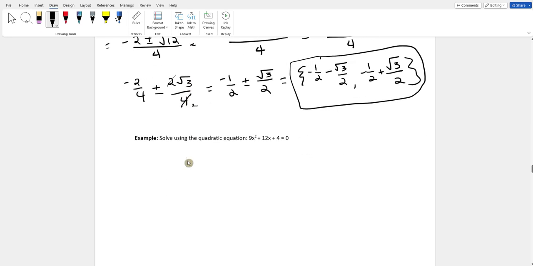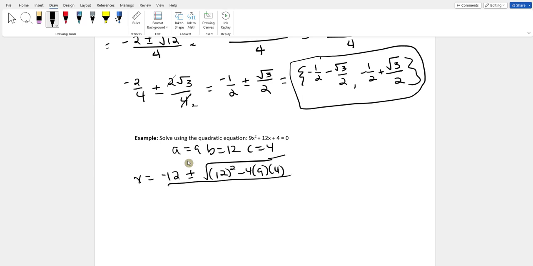In this next one, we have 9x squared plus 12x plus 4. My A is 9, my B is 12, my C is 4. I'm going to plug everything back in. We get negative 12 plus or minus the square root of 12 squared minus 4 times 9 times 4, all over 2 times 9. Let's go ahead and simplify this. 12 squared is 144, and then 4 times 9 times 4 is also 144. It's going to be the square root of 144 minus 144, all over 18.